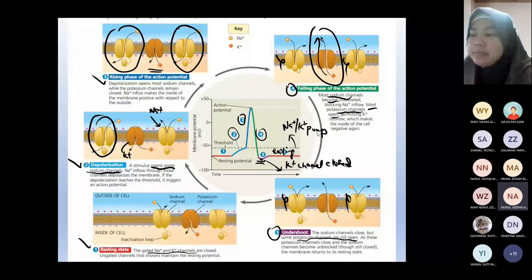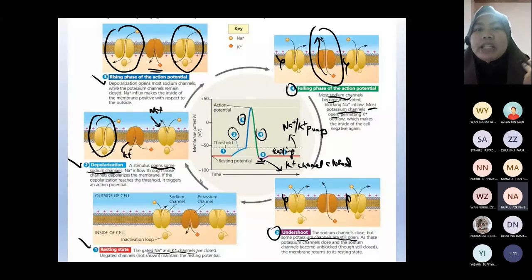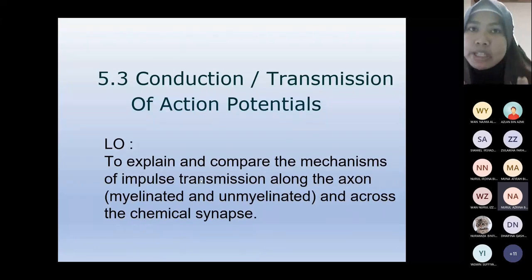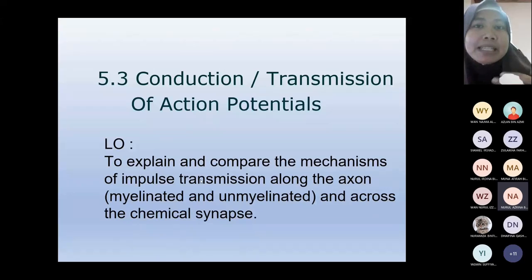Okay. Now you know how the impulse is generated. You know how the action potential is generated. It must be due to depolarization, right? The opening of the sodium ion channel, influx, right? Inflow, and it makes the membrane become less negative, able to reach the threshold and produce the action potential.